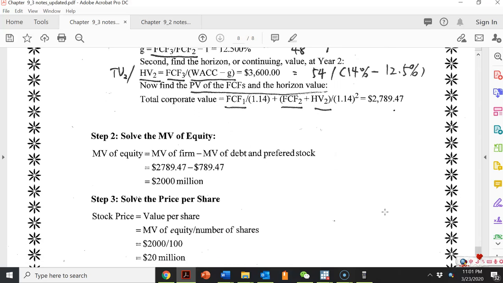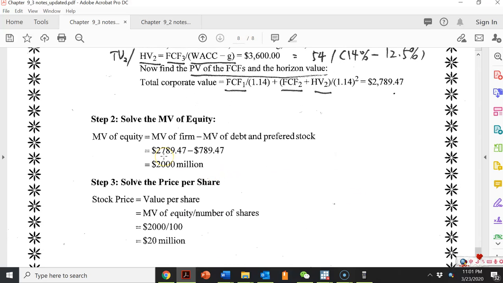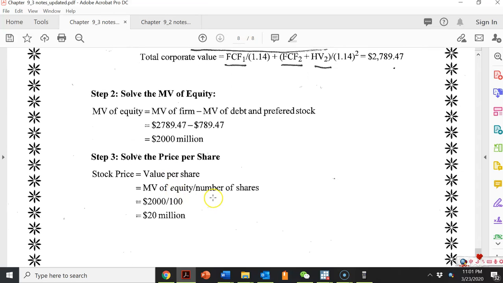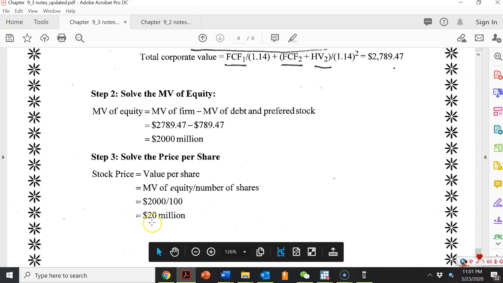After getting the market value of the firm, you can use this number minus market value of debt and preferred stock. So you have market value of common equity. And you can use this market value of common equity divided by the number of shares provided by the question. You would have the stock price as $20.